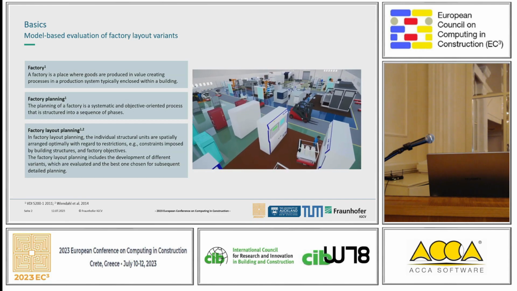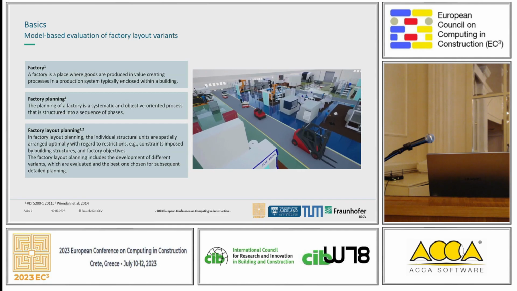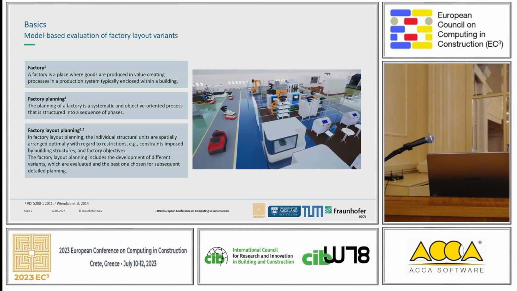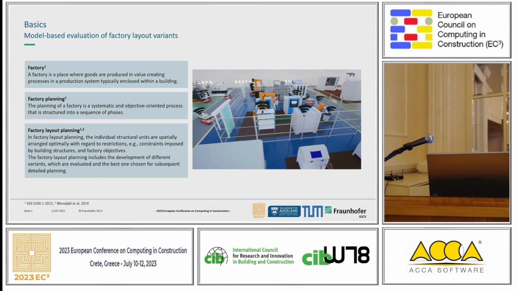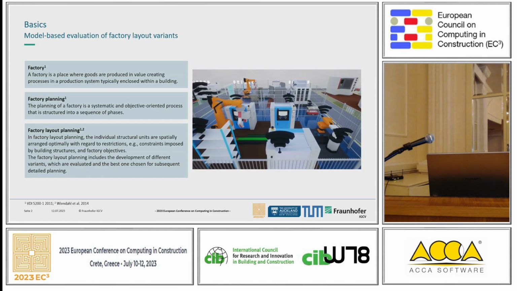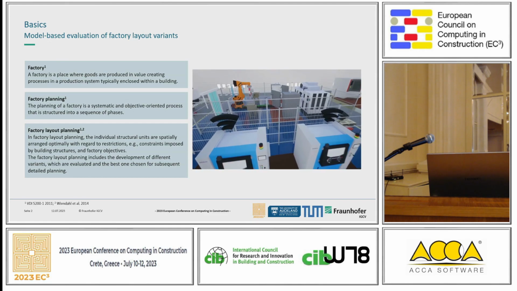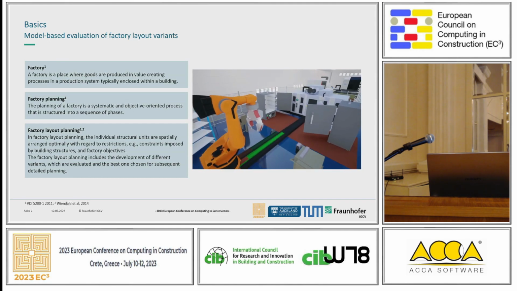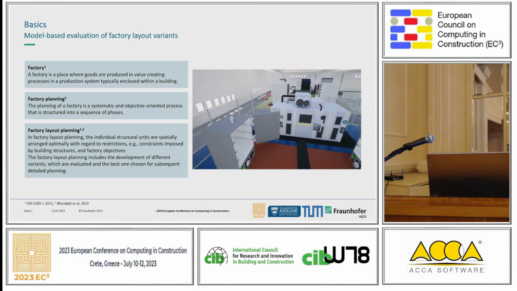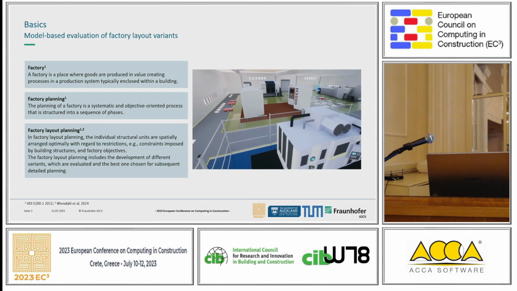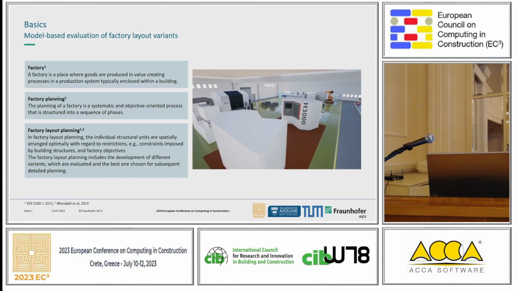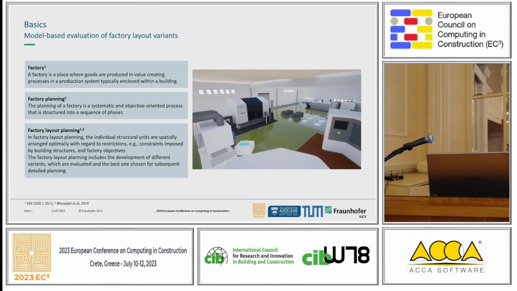And one of these phases is the factory layout planning, which is here the last definition. In the factory layout planning phase, the individual facilities, the equipment, the robots, all the logistic elements that you can see in this video, are spatially arranged in the building. And this is also the first step in the factory layout planning process where the production system meets the building system.